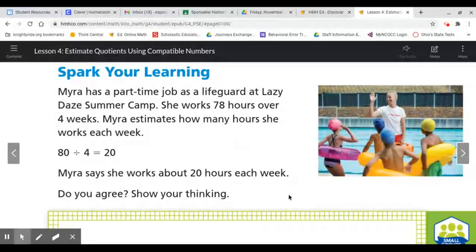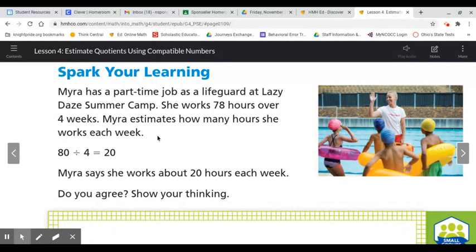Let's look at the Spark Your Learning question. Myra has a part-time job as a lifeguard at Lazy Days Summer Camp. She works 78 hours over 4 weeks. Myra estimates how many hours she works each week. When she estimates, she decides to do 80 divided by 4 equals 20. So Myra says she works about 20 hours each week. Do you agree? Show your thinking.